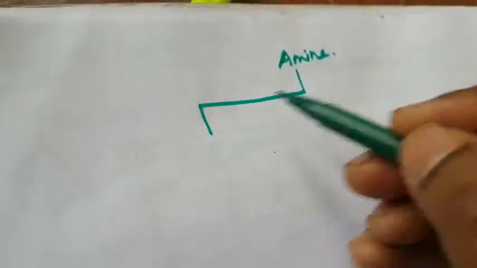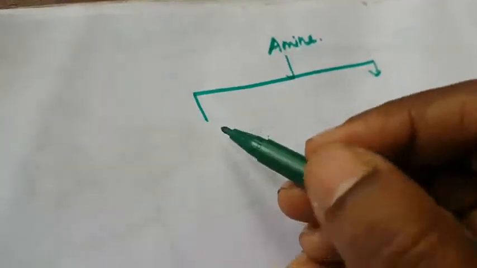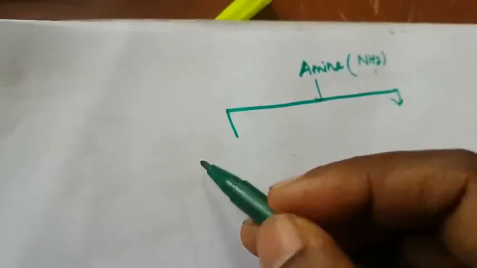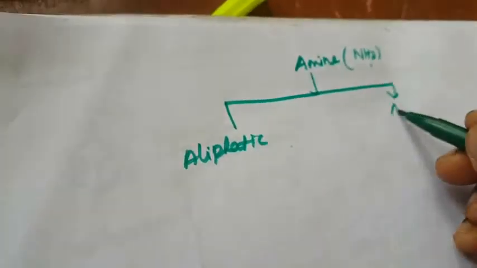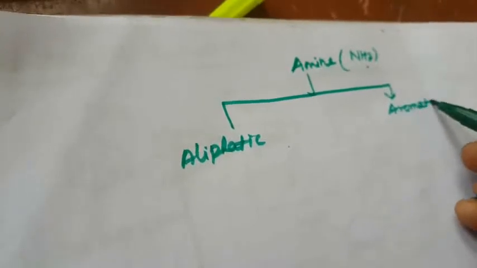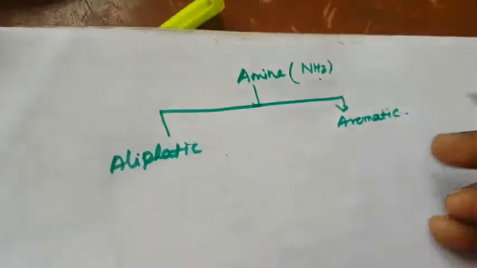What is meant by amine? What is the classification of amines? Amine has the NH2 functional group, and it is classified as aliphatic and aromatic. What is meant by aliphatic? That is straight chain. Aromatic is cyclic.